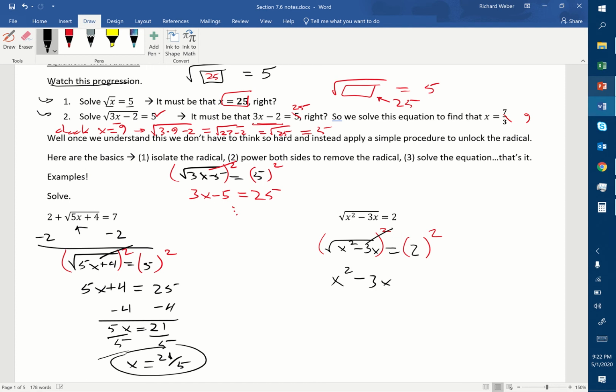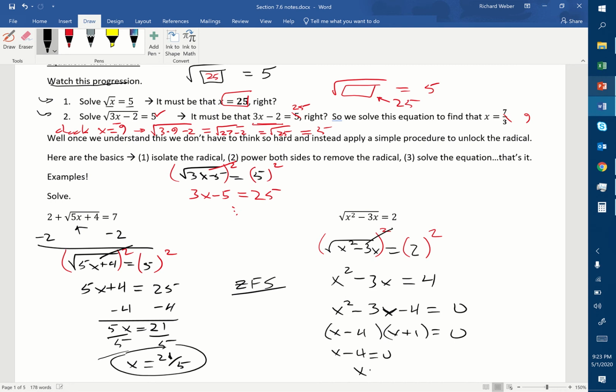X squared minus 3x is now equal to 4. Don't forget to square both sides. Otherwise, you just imbalance the whole equation. Now look what we're left with. It's a quadratic equation. What do we do with that? What's that stand for? Oh yeah, get 0 on one side. Factor the other side. And then set each factor equal to 0 and solve.